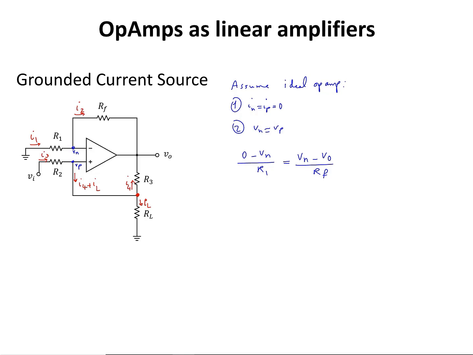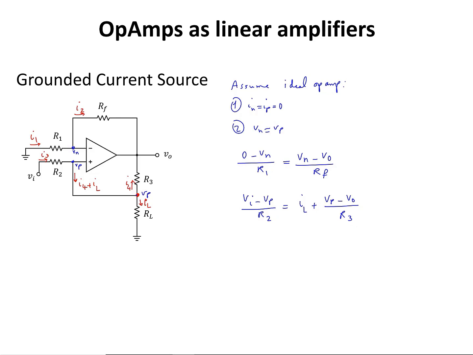From the other one at node P, Vi minus Vp divided by R2, this is my I3 current, is going to be equal to IL plus, for I4, I'm going to write it at the Vp node, Vp minus Vout divided by R3. This is the value of I4.